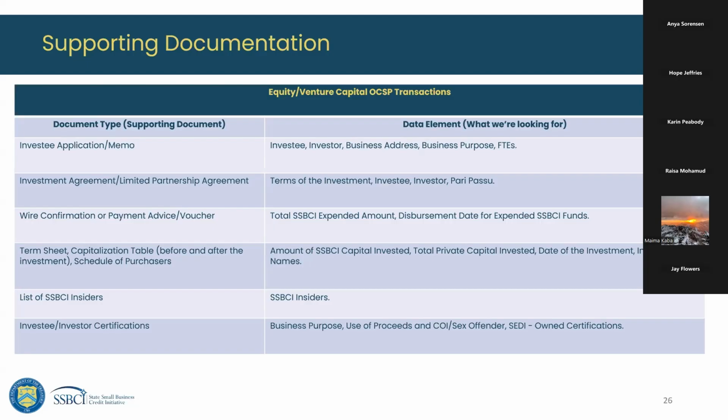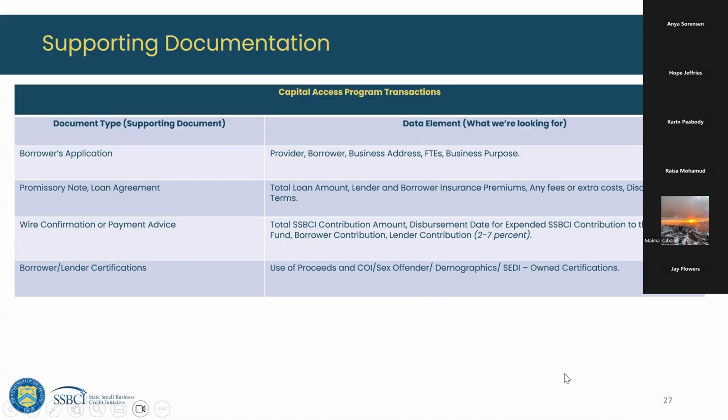Also for the term sheet, we're looking to make sure that private capital is at least pari passu or junior to SSBCI with regard to cash flow rights. So that's all I'm going to cover on the BC slide here. Now the next one, if you could go to that one, please, that is for cap transactions.